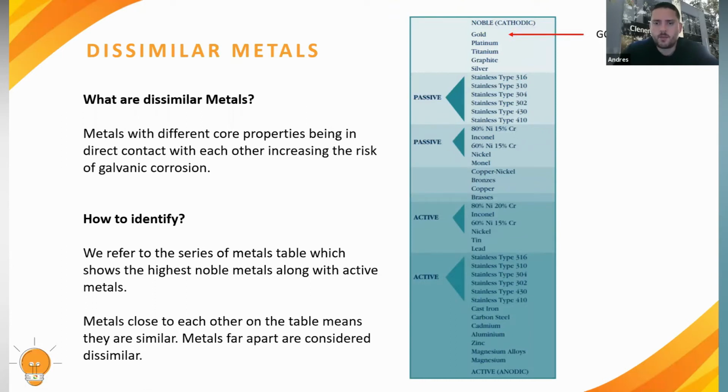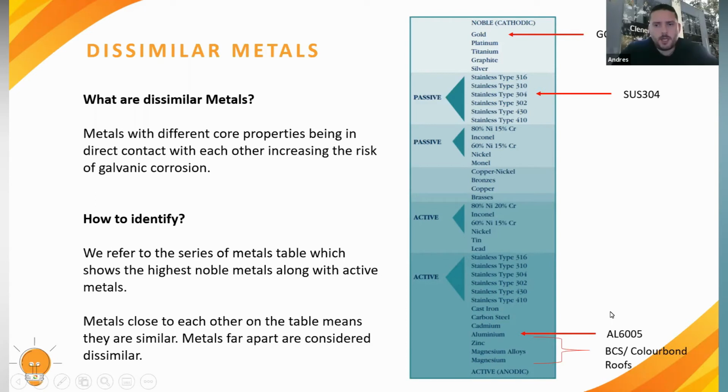So let's check what happens with gold and stainless steel SUS 304. There is no problem with this compatibility, as they're not in the same class.